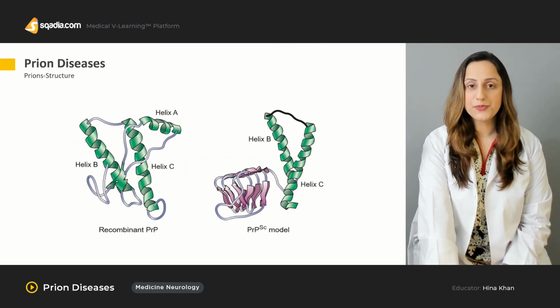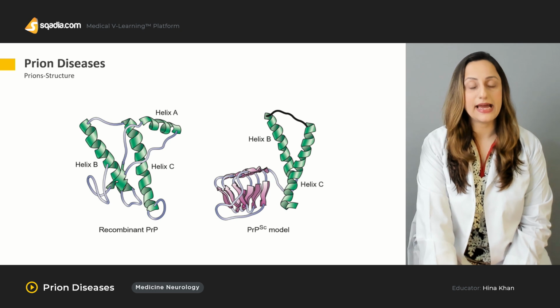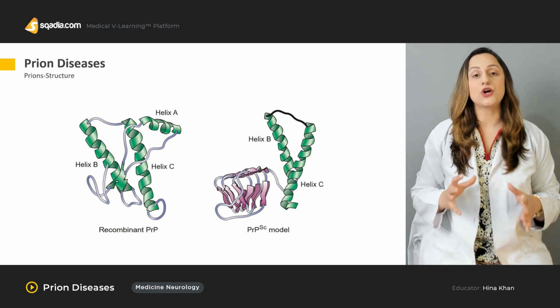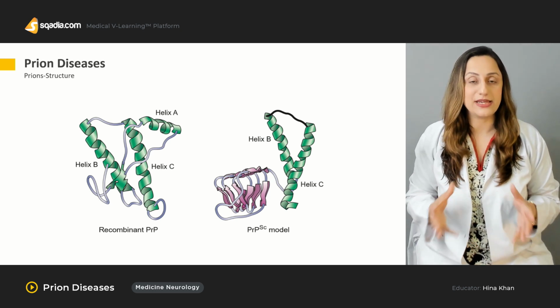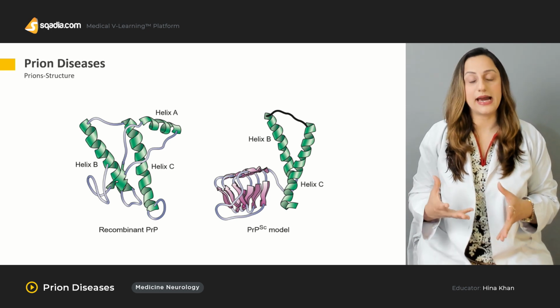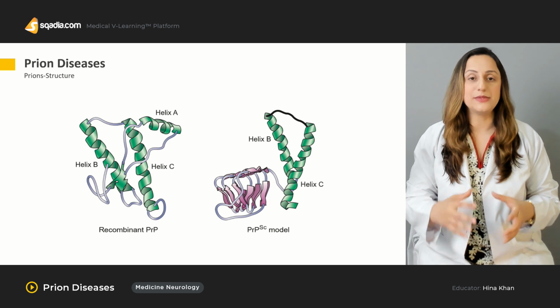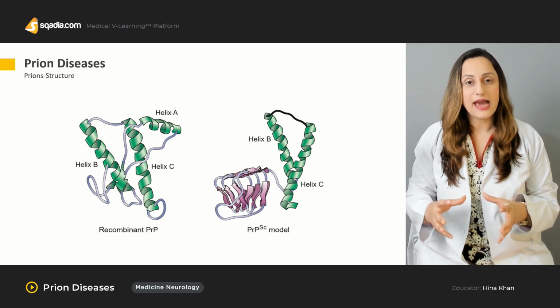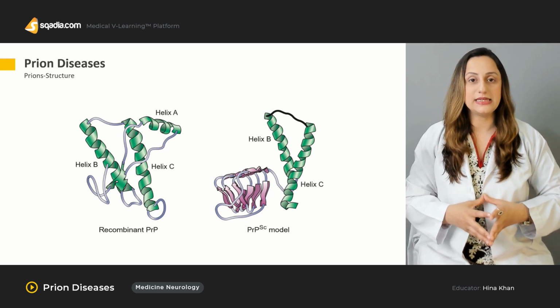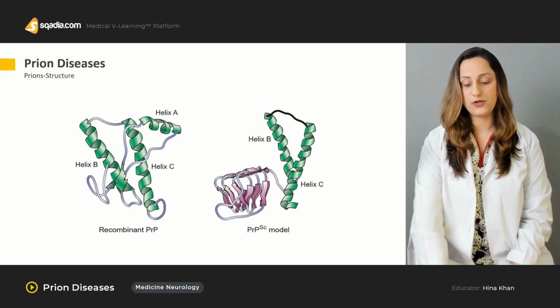So the structure of the prion would be discussed in detail, and we'd be discussing the different sorts of mutations over here. How do they occur, and what are the basic mutations that take place at the particular codonic level, and that is basically going to affect the PRP gene that is involved over here.